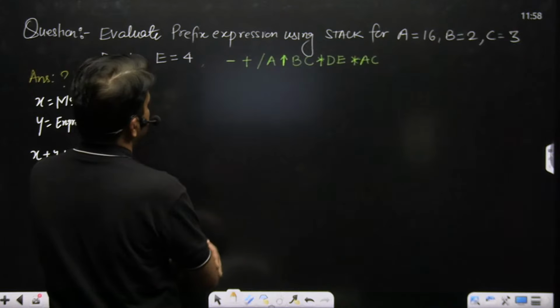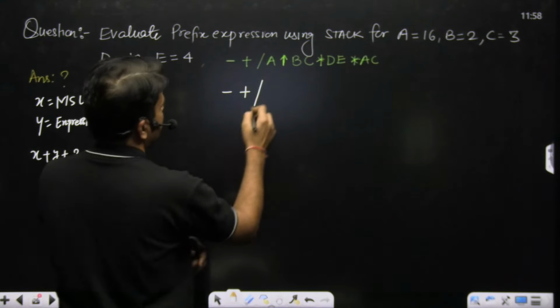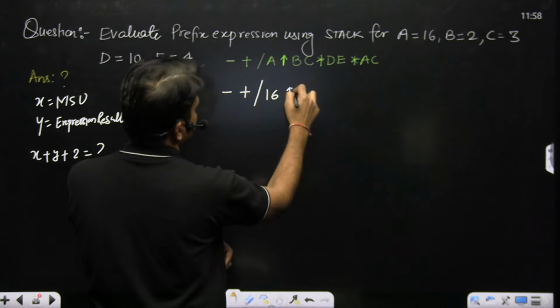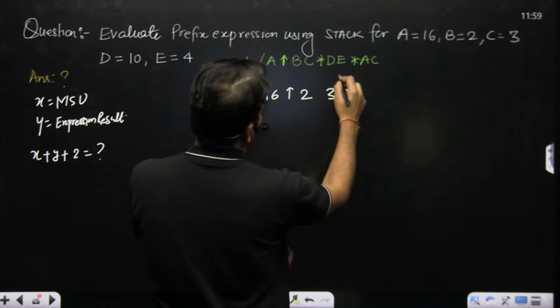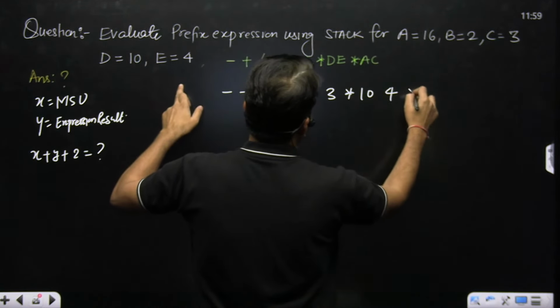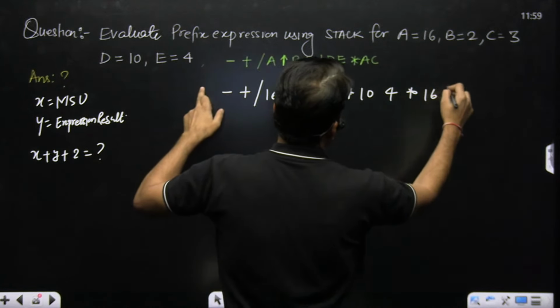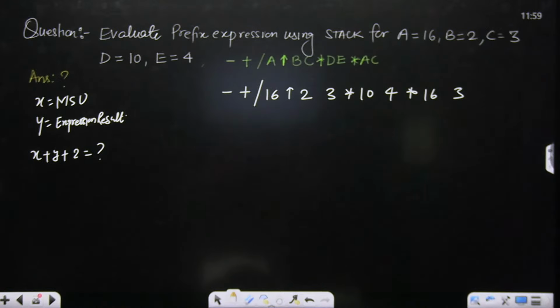तो सबसे पहले बच्चे माइनस प्लस, substitute a value is what, sir, 16. What is b value, sir, 2. What is c value, sir, 3 star. What is d value, sir, 10. What is e value, sir, 4 star. What is A value? So 16. What is C value? 3. So this is the prefix expression, and you have to evaluate the prefix expression by a stack, student. And the x is MSU, y is the expression result. What is x plus y plus 2?